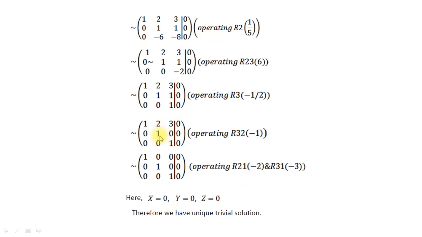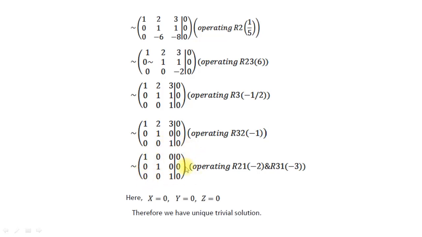Multiplying the second row with 2 and subtracting from R1, this number will be 0. And multiplying the third row with 3 and then subtracting the result from R1, this number will be 0. And finally we have 1 0 0, 0 1 0, 0 0 1, and it is equal to 0.